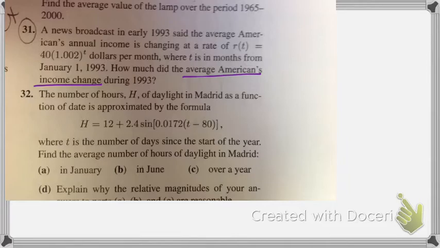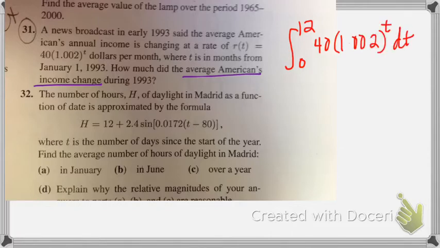If I were going to do this problem, I'm going to do the integral from, it says during 1993, and everything is in months, so I'm going to do it from 0 to 12 because there's 12 months. I'm going to put that in there because we're talking about a rate, and if I want to know how much it changed, then I need to do the area under the curve.